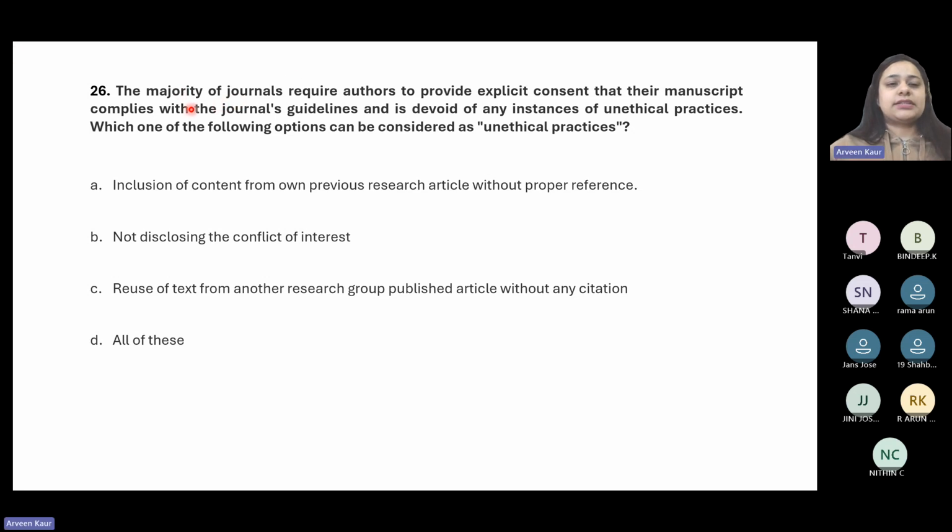Question number 26. The majority of journals require authors to provide explicit content that their manuscript complies with the journal's guidelines and is devoid of any instances of unethical practices. Which one of the following options can be considered as unethical practice? Is it inclusion of content from own previous research article without proper reference, or not disclosing the conflict of interest, or reuse of text from another research group published article without any citation, or all of these?